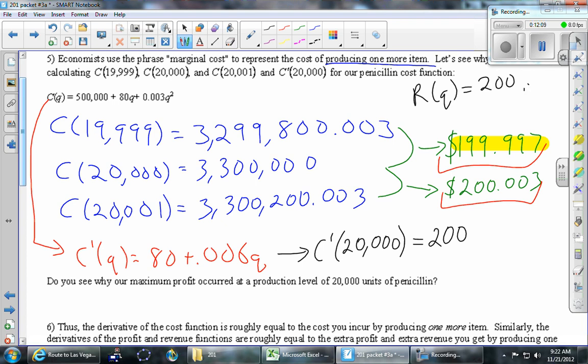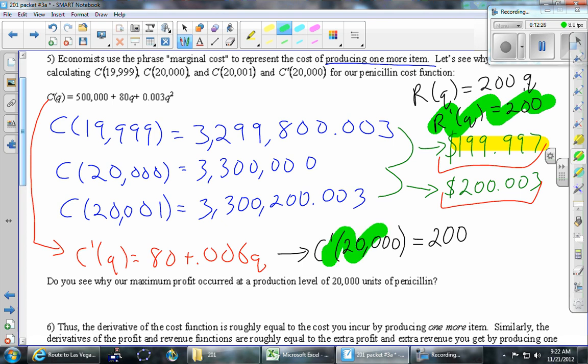200Q, right? That's the total revenue you get for selling Q of these things. And it's real easy, almost too easy to bother with, but what's the derivative of the revenue function? It's 200. And what's happening at this one spot about the marginal revenue and the marginal cost? They're equal to each other. And that was the conclusion we came up with on the last page, and it's confirmed here.